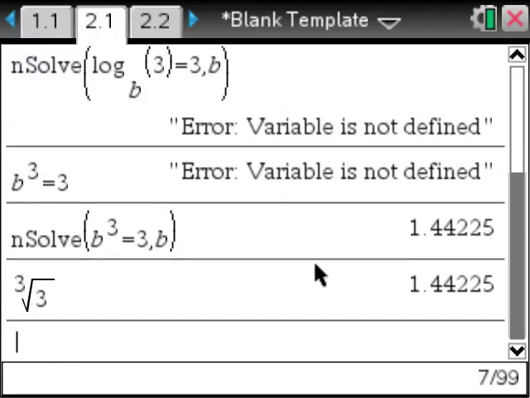I've got my handheld set up to display it to 6 floating digits. It does know it to an awful lot more. Let's just show you what they are, and you obviously give your answer to 3 significant figures, 1.44. Question is done.